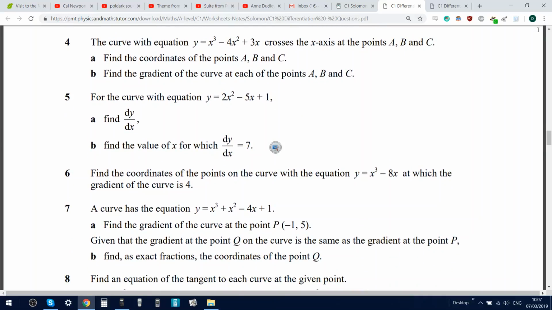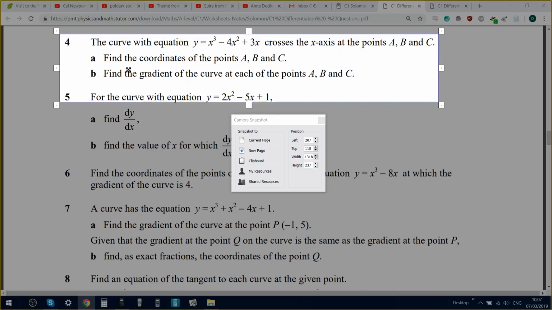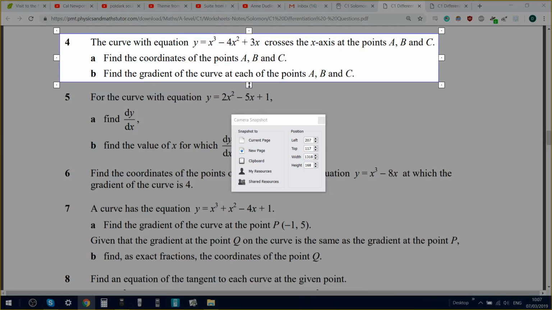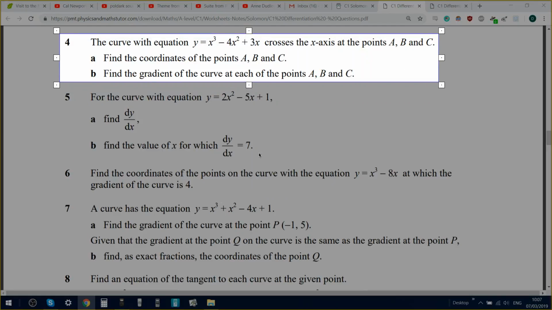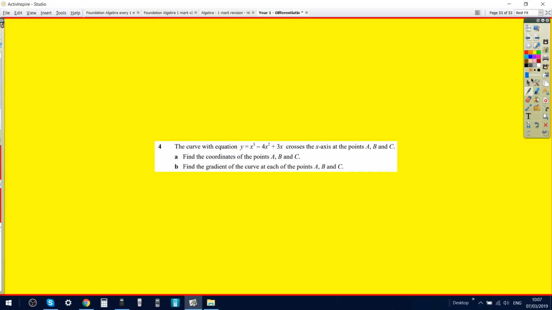You've got these coordinates on the curve. Find the gradient at those different points. It's kind of an interesting one. Let me think. Okay, it's kind of an important one. This one. Okay. Any idea about this?